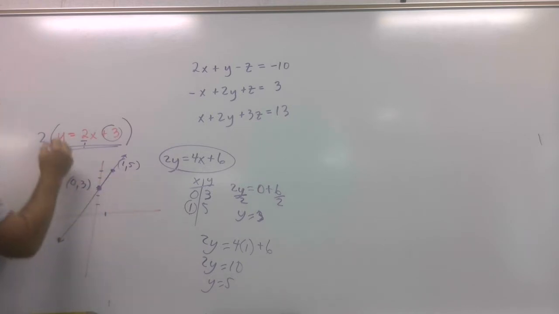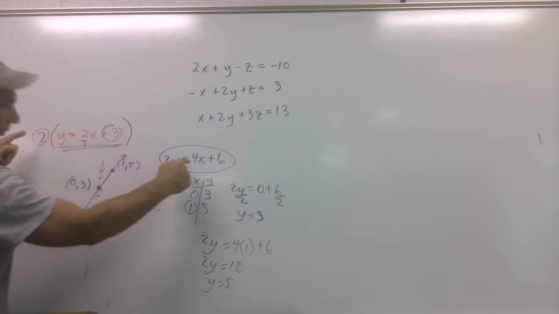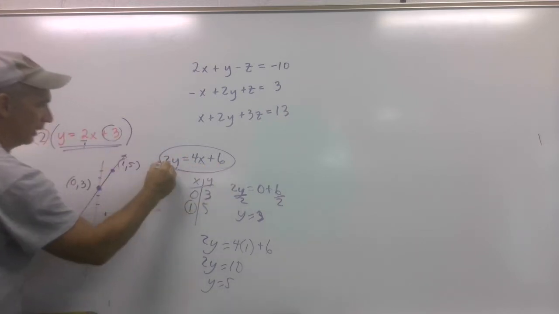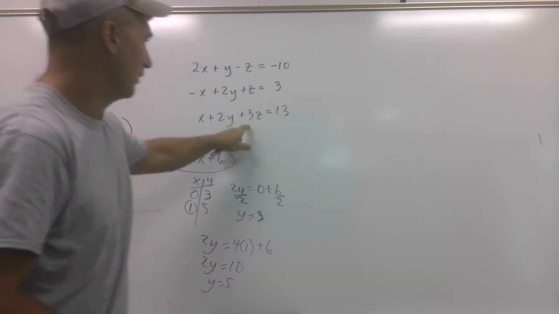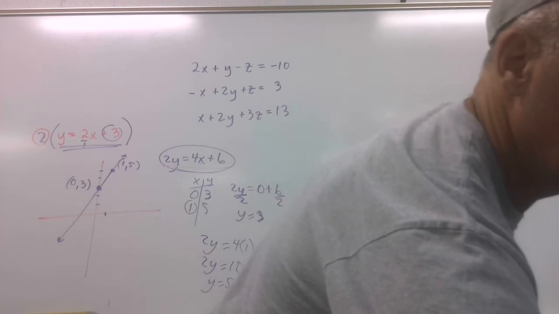That means when I multiply a line or an equation by something, it doesn't change the graph. It just changes what it looks like. So, keep that in mind as I move forward onto this problem. I'm going to erase this a second.